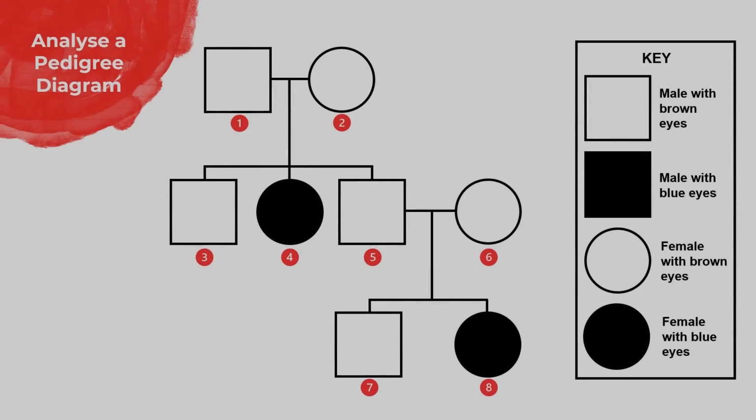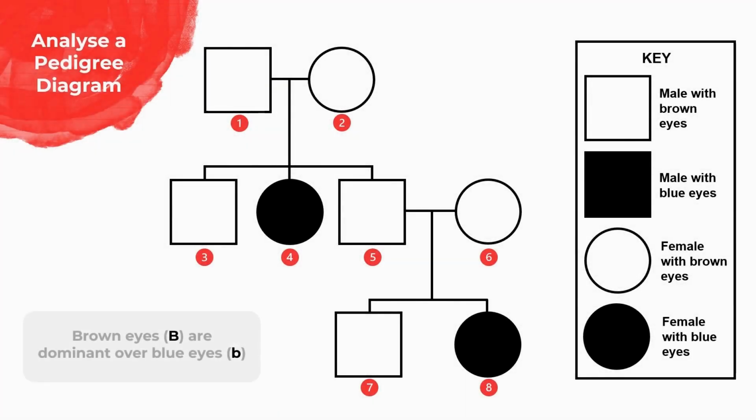To answer questions on pedigree diagrams in exams, it's always best to start by first analyzing your pedigree diagram fully and trying to identify as many possible genotypes on it. For this pedigree diagram, it is given that brown eyes are dominant over blue eyes, and we will use the upper and lowercase letter b to represent these alleles.